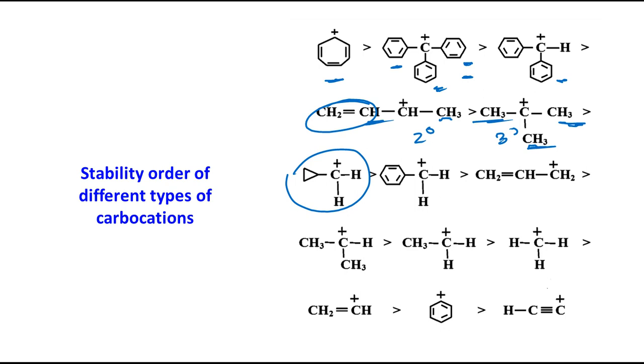Now I have not discussed it in detail. Probably in some upcoming video I will discuss some problems, and then I will discuss why this type of structure, that is this type of carbocation where some 3-membered ring like this is present, is stable. Okay, so that I will discuss in another video.